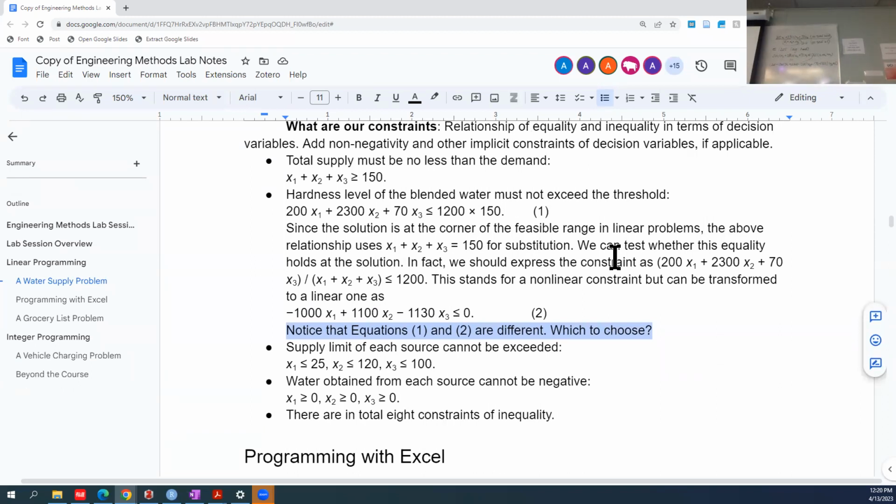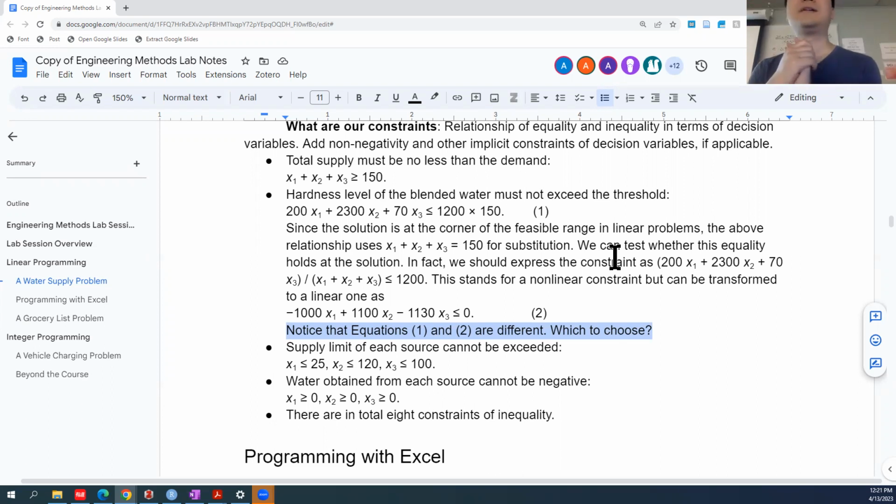So this is constraint 1, this is constraint 2. You could also use this version, but I encourage you to use this more correct, but slightly less interpretable constraint. And this is constraint 3, 4, 5, and 6, 7, 8. So we do want to factor in each of the inequality or capacity constraints plus each of the non-negativity constraints.